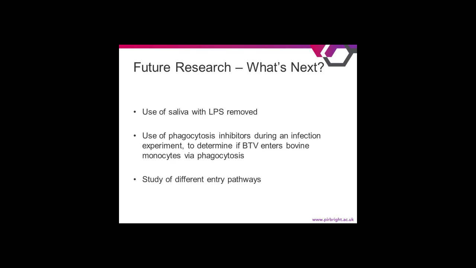So what's next? It would be good to use saliva with LPS removed, just to confirm that the LPS is not having this effect. Maybe the LPS is responsible but needs to interact with other components of the saliva. It would also be good to use phagocytosis inhibitors during an infection experiment to determine if bluetongue enters bovine monocytes via phagocytosis and if this is the only pathway that is used by these cells. And then it would be good to repeat these experiments using bovine monocytes, using the different entry pathways as well, to see whether or not pathways such as macropinocytosis and clathrin-mediated endocytosis are affected.